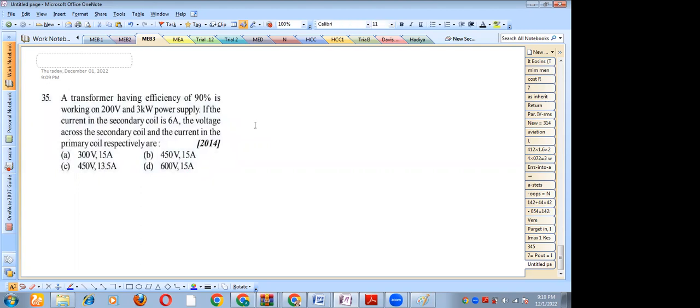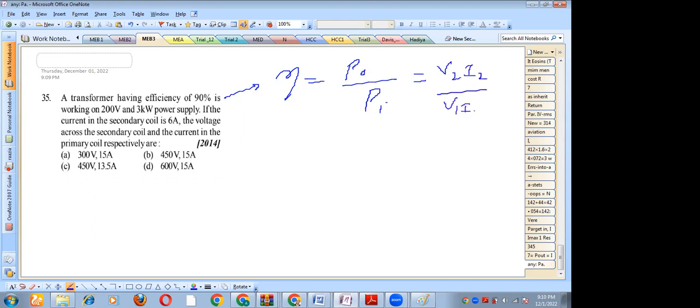This question says a transformer having efficiency of 90% is working on 200 volt and 3 kilowatt power supply. If the current in the secondary coil is 6 ampere, then the voltage across the secondary coil and the current in the primary coil respectively are. So efficiency is given. I will give you a hint. Efficiency means power output by power input. So power output is V2 I2 and power input is V1 I1.